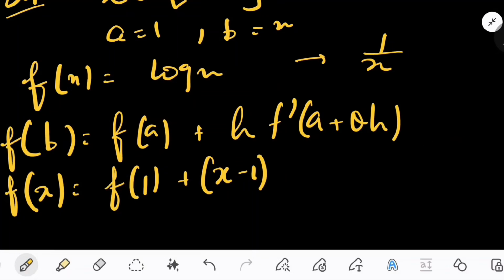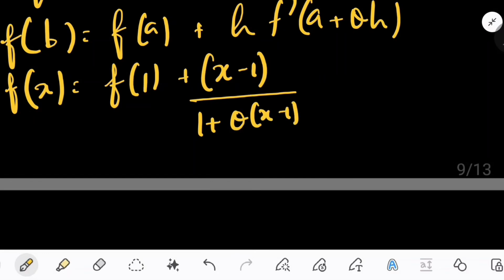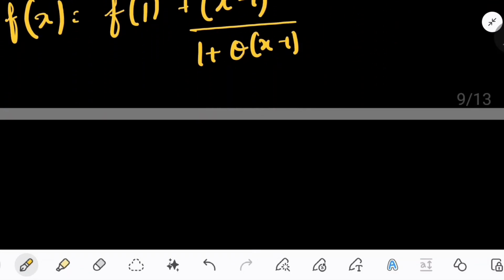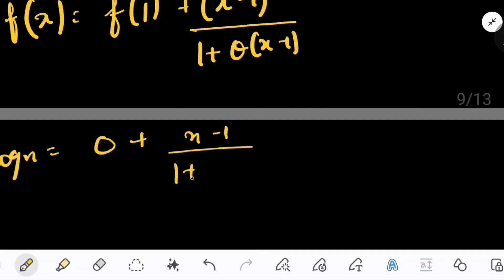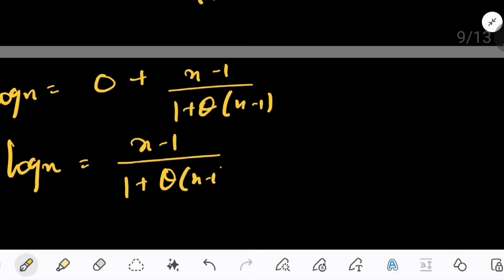You put 1 plus theta into x minus 1, right? Basically you differentiate, you get 1 upon x, and you put a plus theta h. Here a is equal to 1, theta is theta, and h is x minus 1. So you get log of x is equal to, what is log of 1? It is simply 0, plus x minus 1 upon 1 plus theta into x minus 1. So log x is equal to x minus 1 upon 1 plus theta into x minus 1.